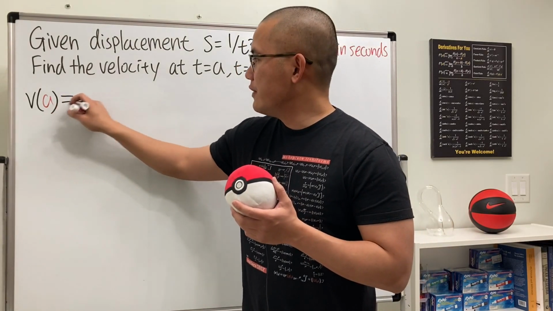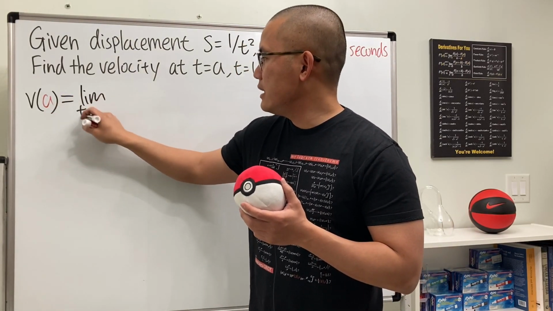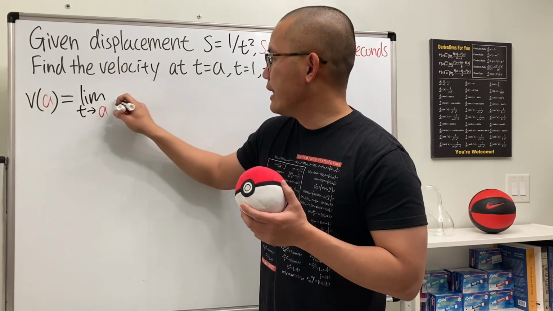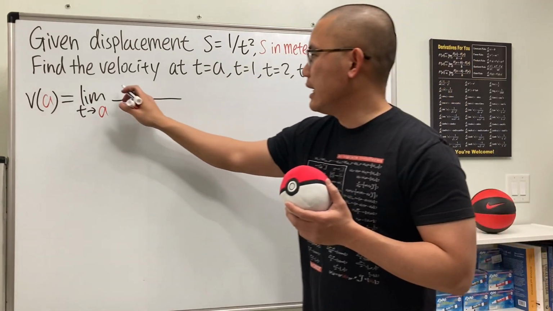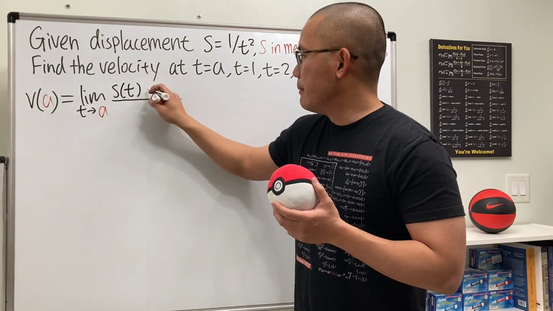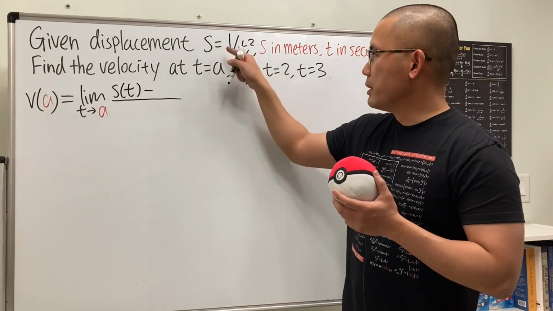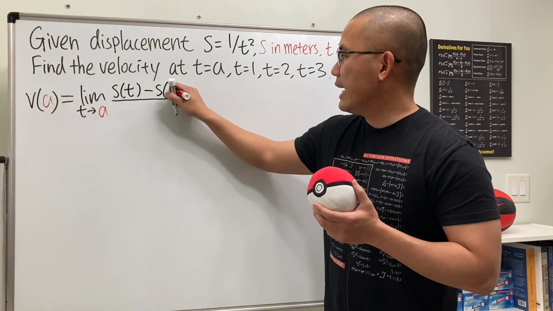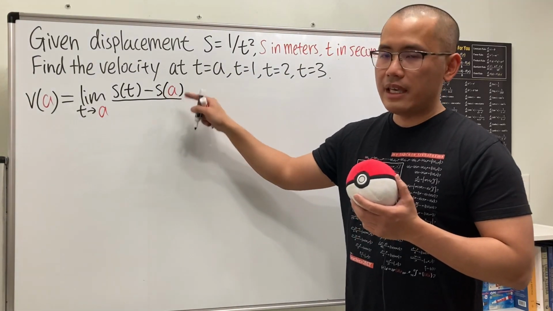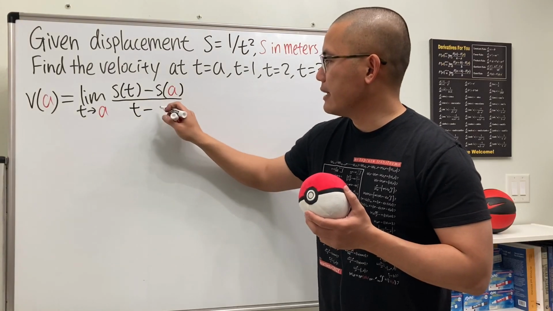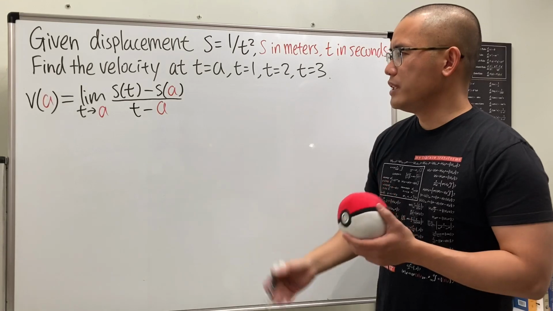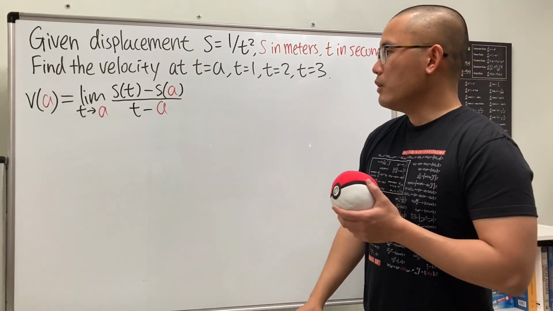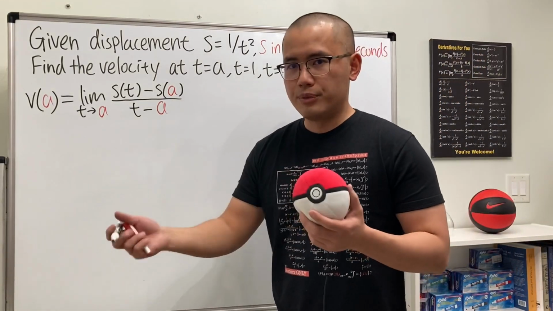This right here is given by the limit as t goes to a of the position function, which I'm going to write down as s of t, minus the position at a. So we will have s of a, divided by t minus a. So that's the setup, right? The slope of the tangent line, the derivative, all that good stuff. All right, so let's plug in and then just compute the limit.